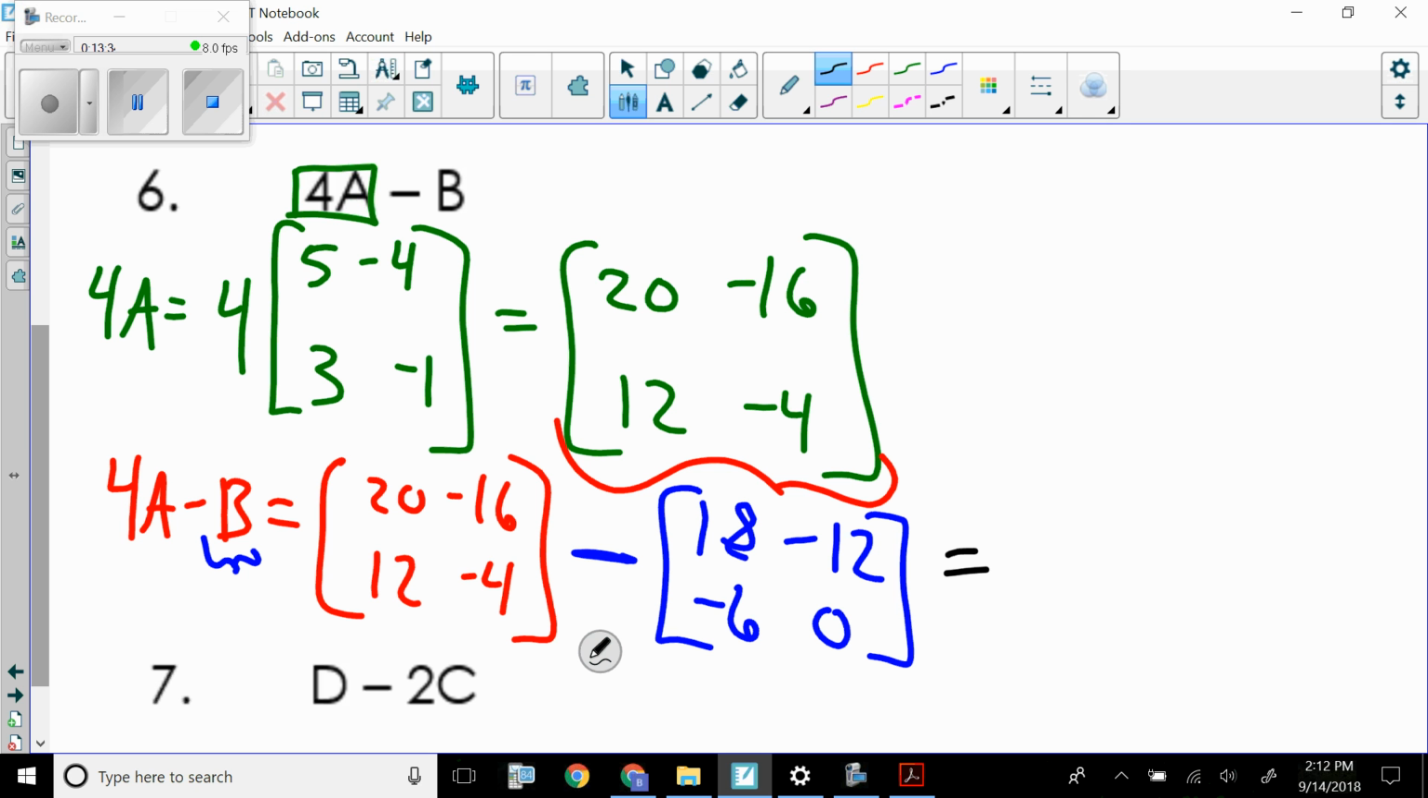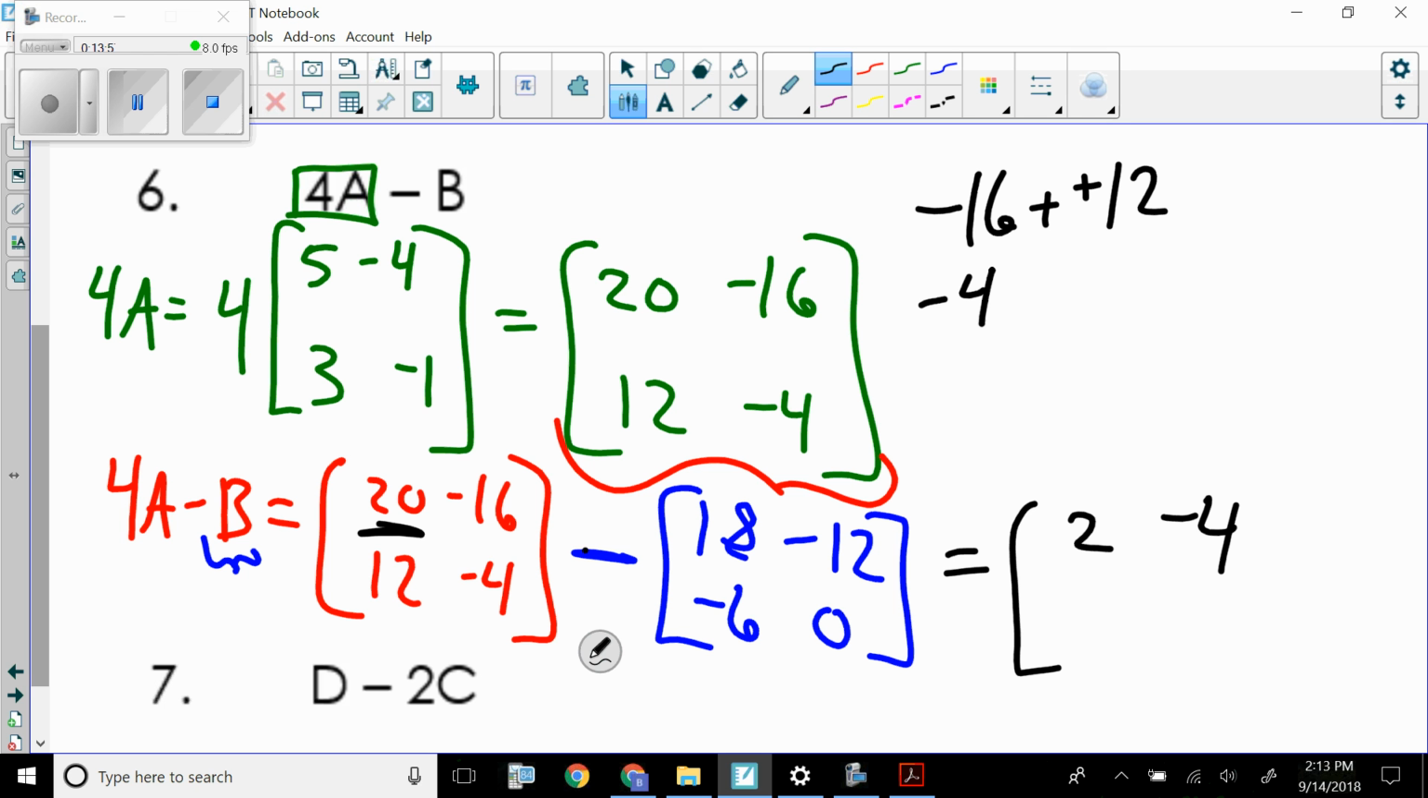Remember that if I'm doing this, I am taking 20 minus 18. Well, that is 2. And then I'm taking negative 16 minus negative 12. Negative 16 minus a negative 12, plus a positive, that would be negative 4. I'm taking negative 4 minus 0. Oh, that's simple enough. That's negative 4. And then I have 12 minus a negative 6, plus a positive would make 18.